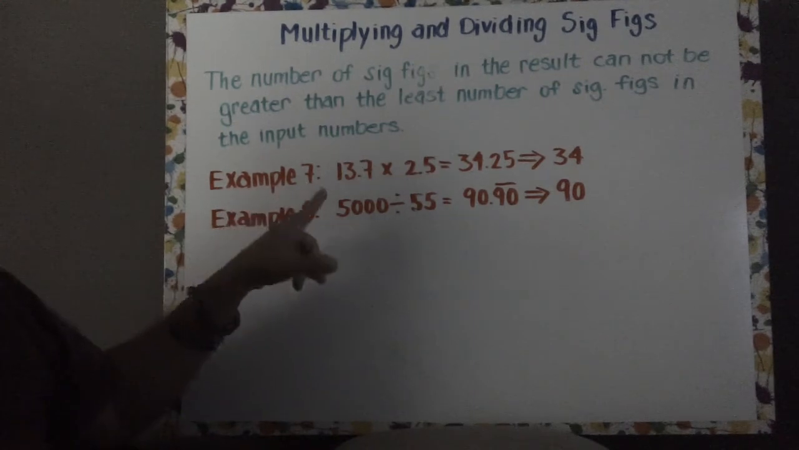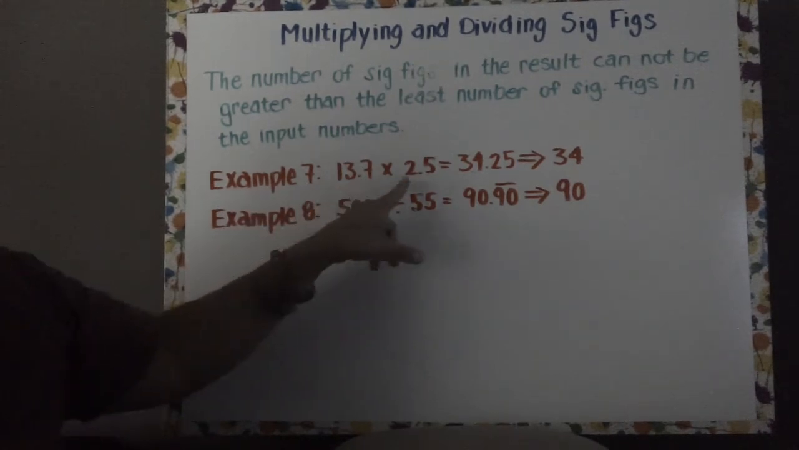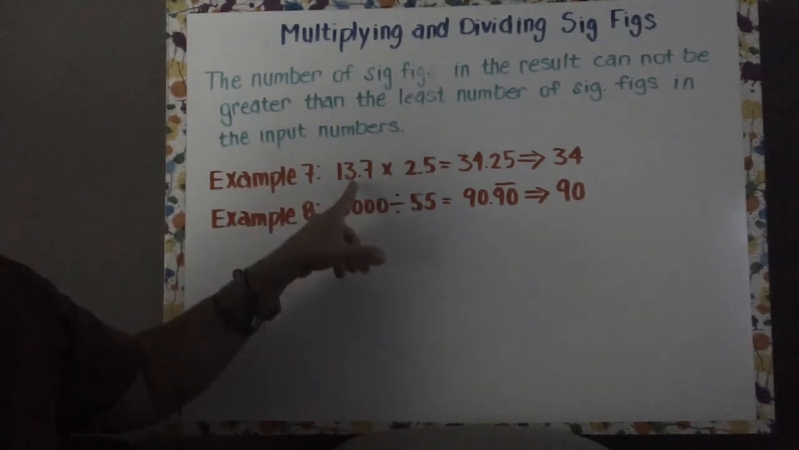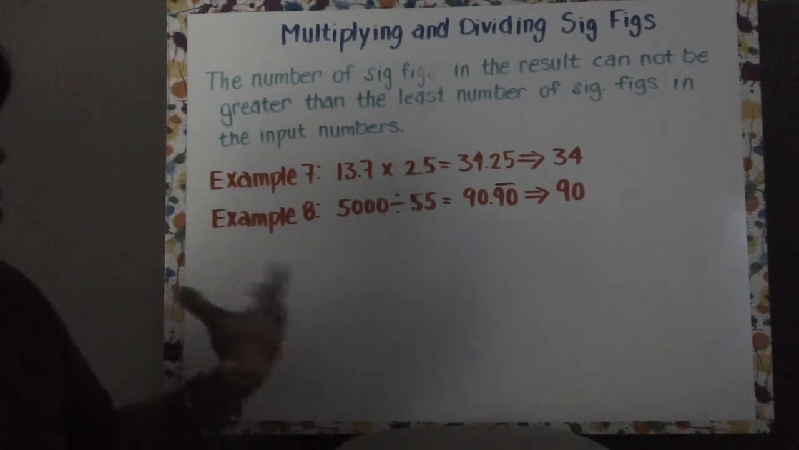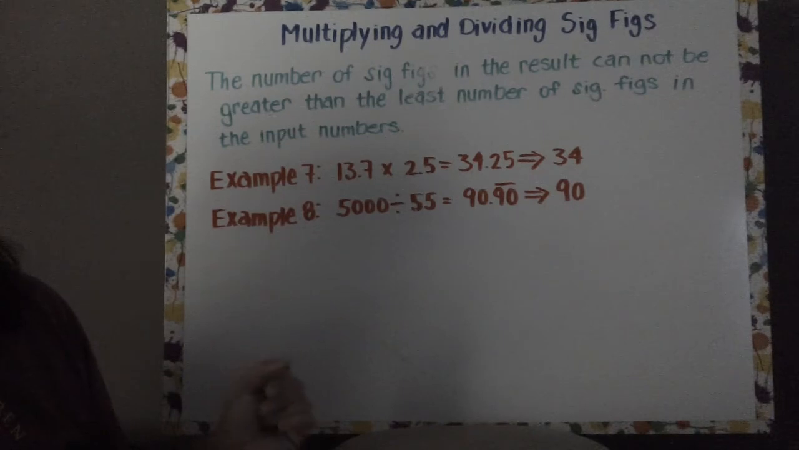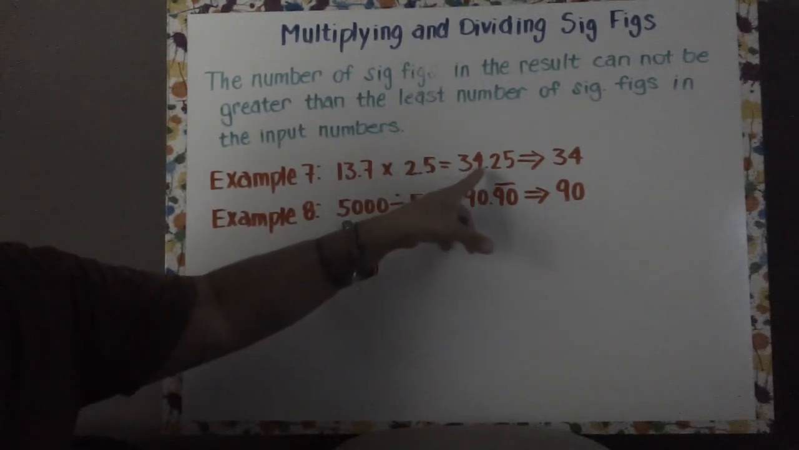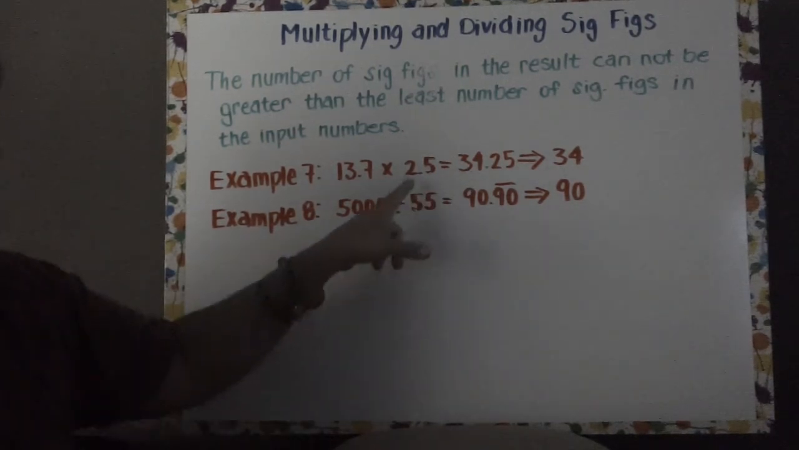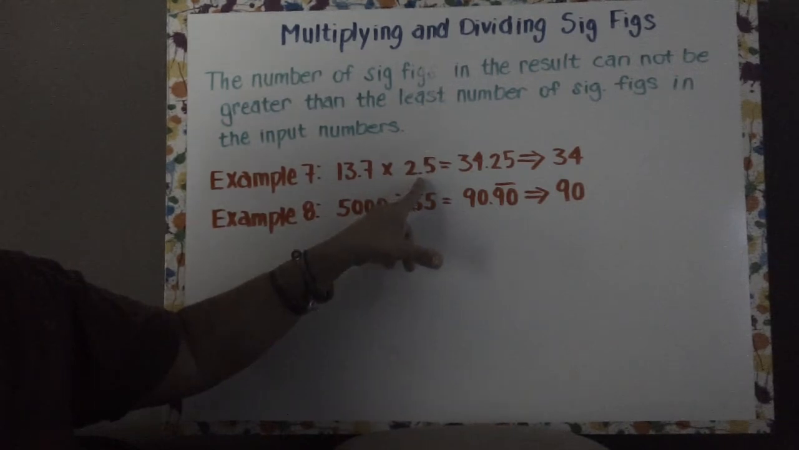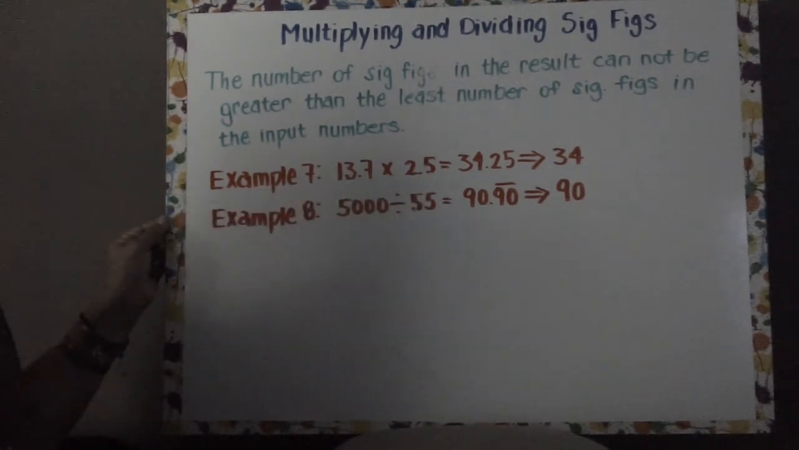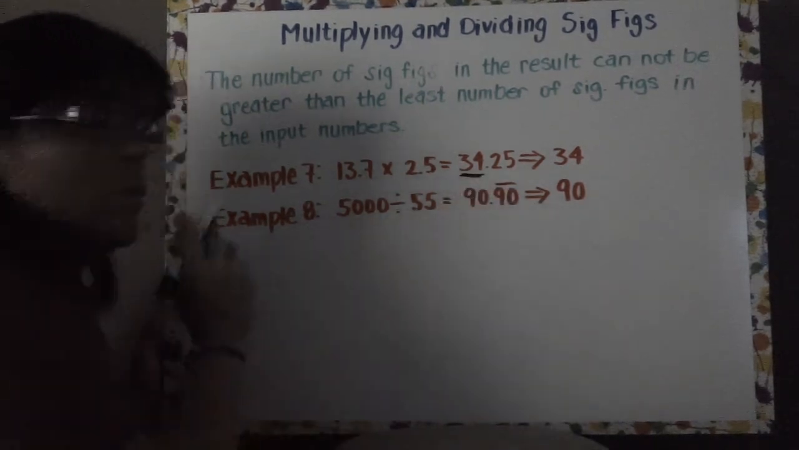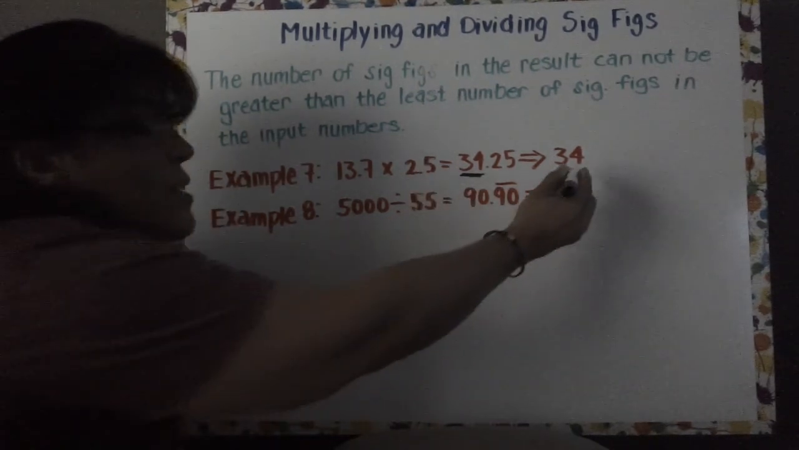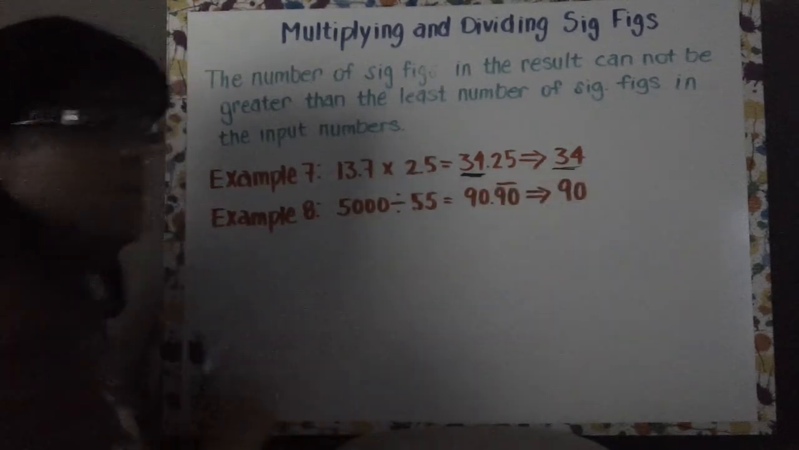Okay, example 7, 13.7 times 2.5. This has 3 sig figs, this has 2 sig figs. When we multiply them together, we just use our calculator. We have 34.25. And this has the least amount, which is 2 sig figs. So what we want to do is make sure our answer only has 2 sig figs. So we're going to round, and our answer ends up to be 34.